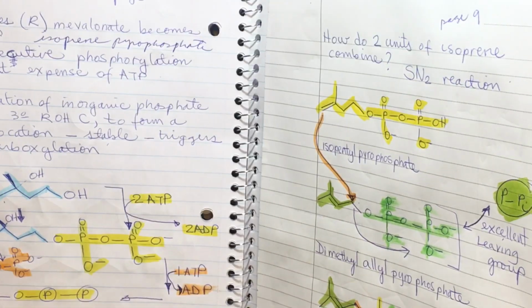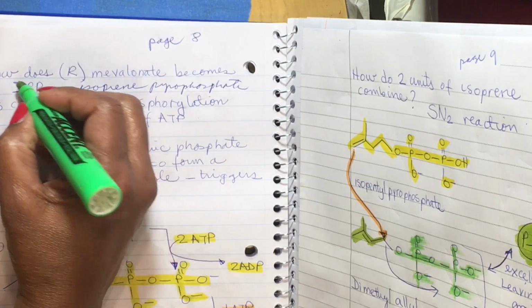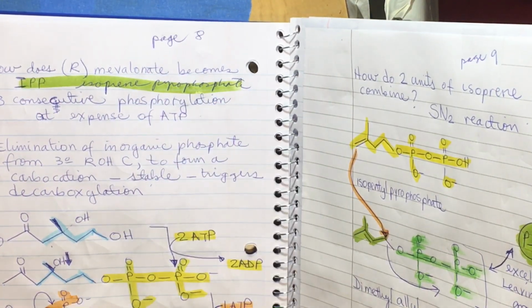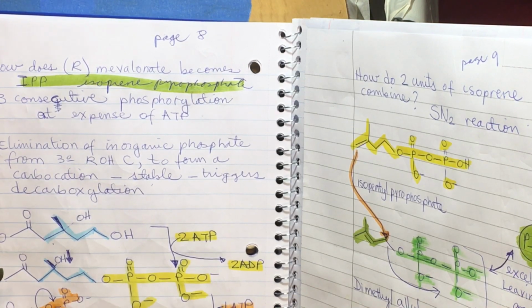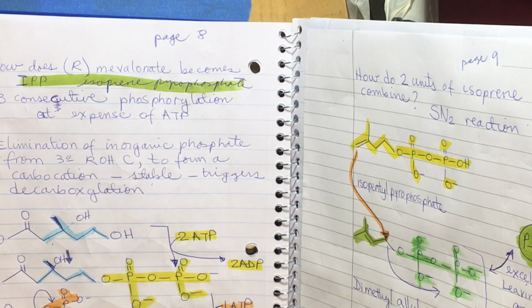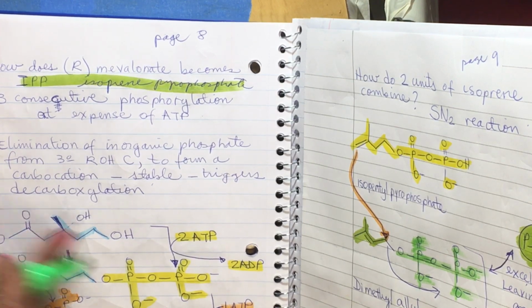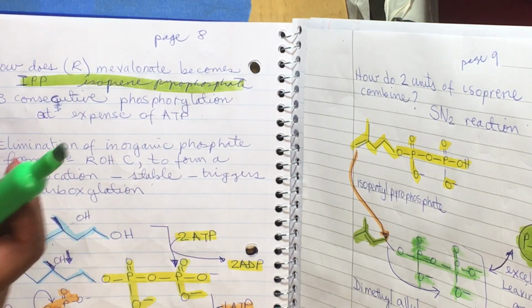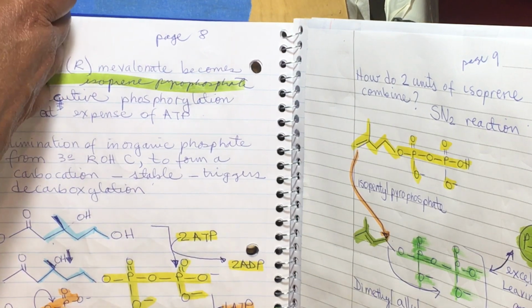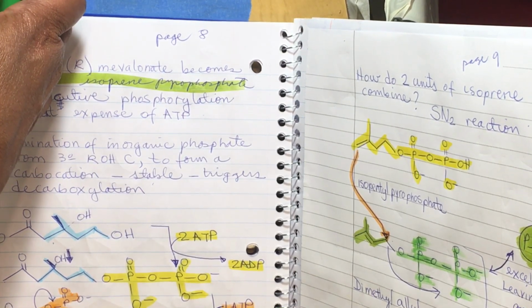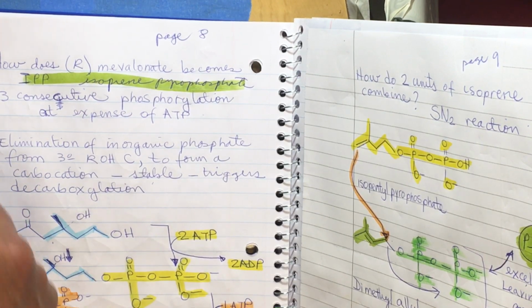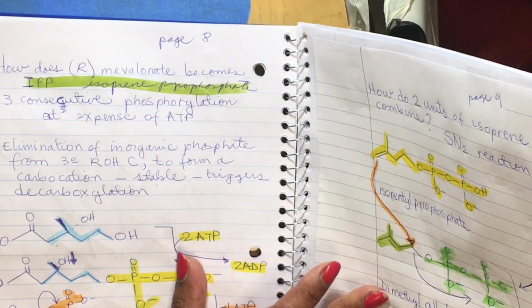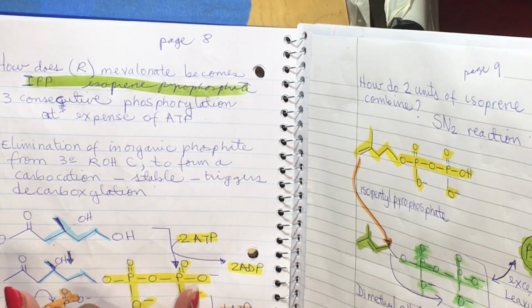To become isoprene pyrophosphate, the first thing is we need to have two phosphorylations. So this is mevalonate that needs to become isoprene pyrophosphate. So the first step is two phosphorylations. This is consecutive. It's using 2 units of ATP. So you are getting 2 ADPs and 1 phosphate unit given at a time. So the first unit, you get to this point. Second unit, you get another phosphoryl group.